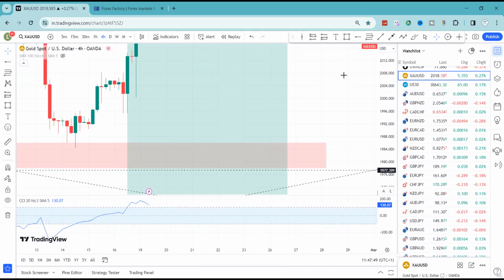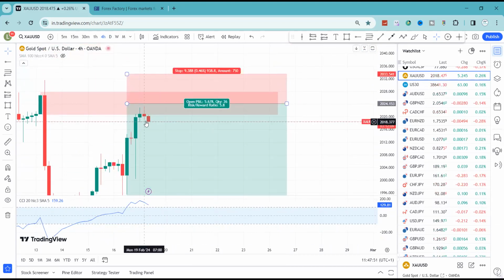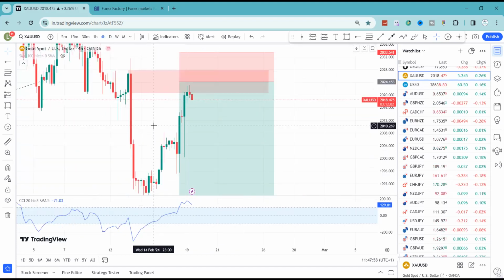So as you can see here, price is most likely going to come 50% encroachment into the other block and then fall right downward. So that's what I'm expecting.